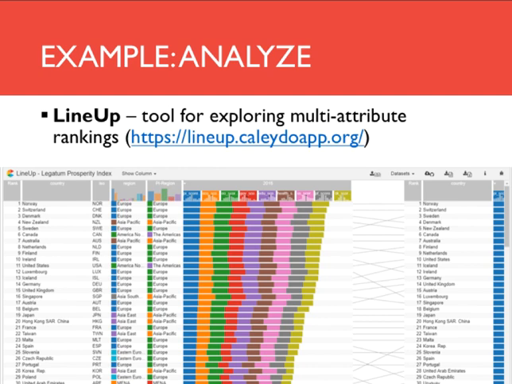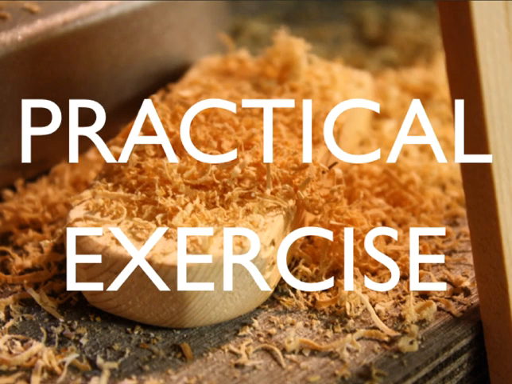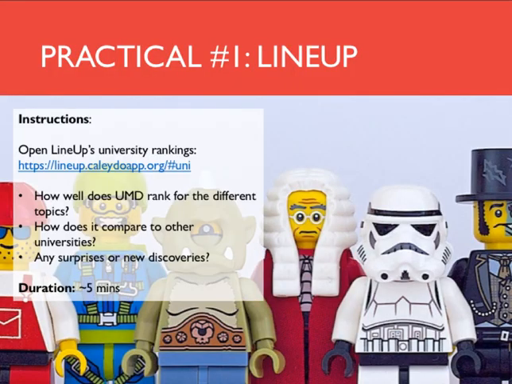We're taking a bunch of data and we're looking for insights that are in there. We're looking for ways to present the data to other people. We're looking for ways to just enjoy the exploration of the data. So let's do a practical exercise. And for this, you're going to use Lineup. So you're going to open up Lineup's university rankings.